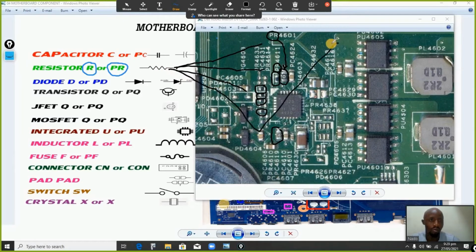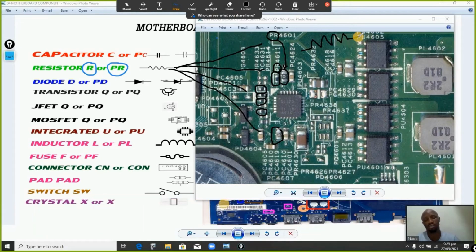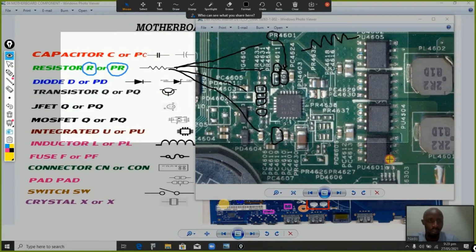This is the resistor symbol. By the time we get to the schematic, this is how you get the symbol for a resistor. Now that we are familiar with the resistor, the two components that I've shown you here, I'll go and show you the two components on the schematic. Let me take this screenshot.